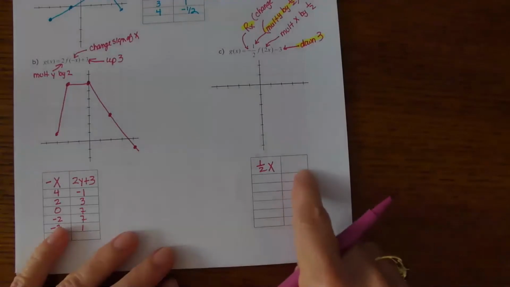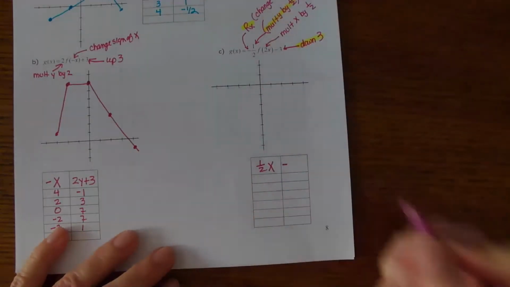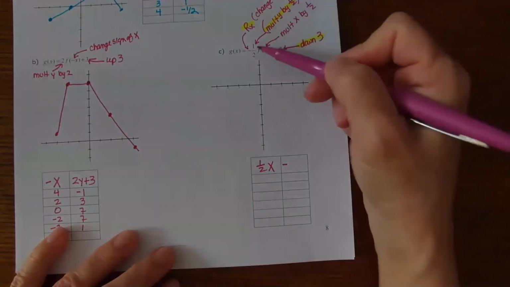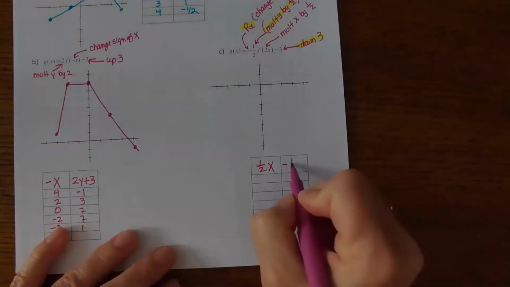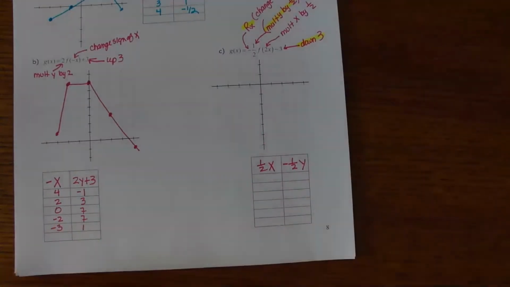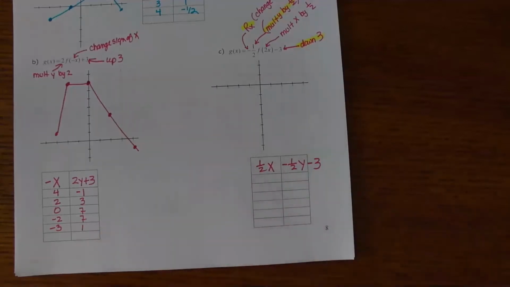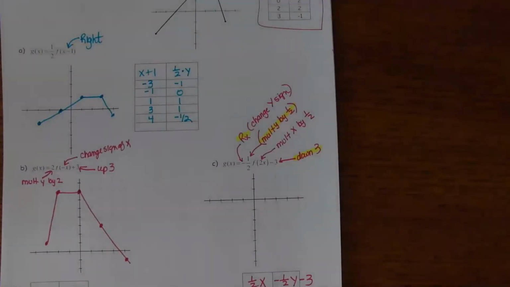Now, what are we going to do to that y? We're going to change its sign, so I'm going to put negative. We're going to make the y's half as big. And we want to go down 3. If we're going to go down, should we add or subtract? We should subtract, right? It's going in the y direction. Do you see how once you write a set of rules, it's not hard because now you're just going to go do that to your point.